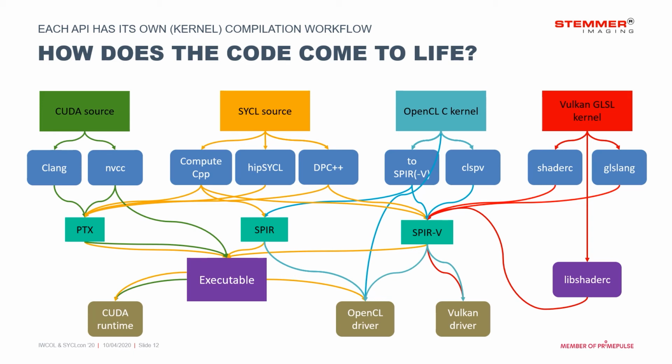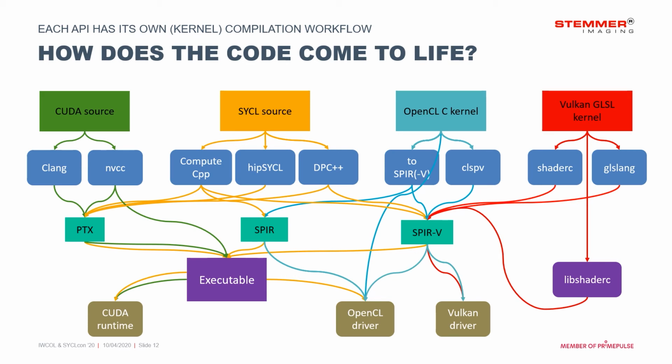When you want to program Vulkan with GLSL, which I did in my test project, you have two options to offline compile. It's shaderc or glslang. And you can also online compile your code using libshaderc.